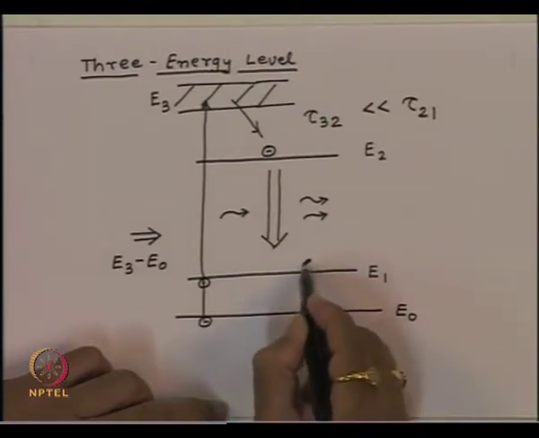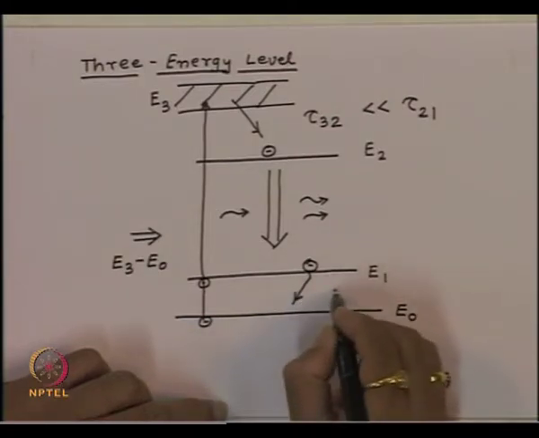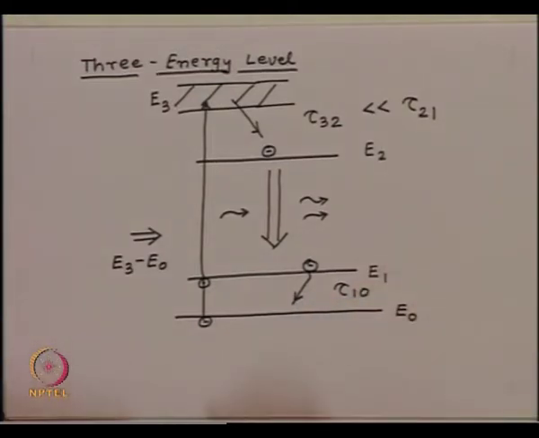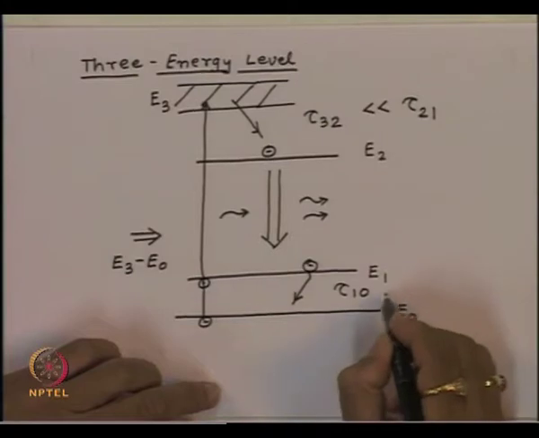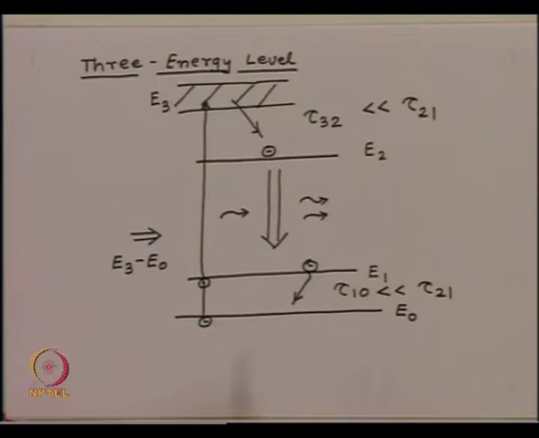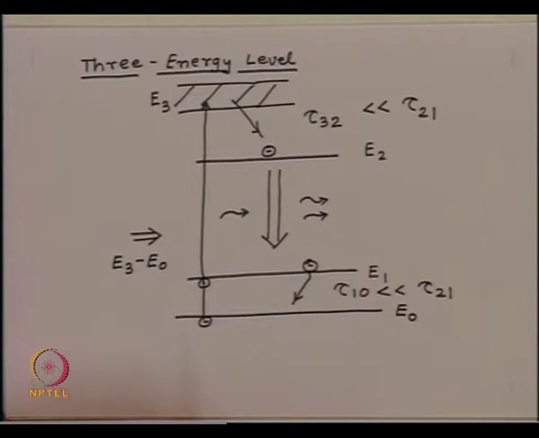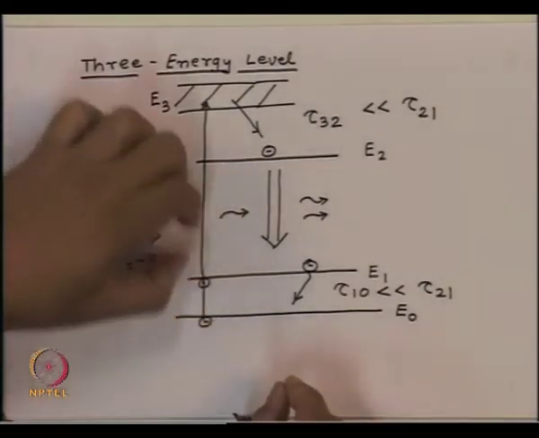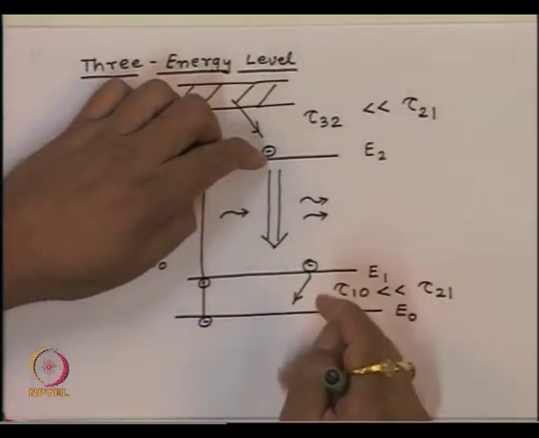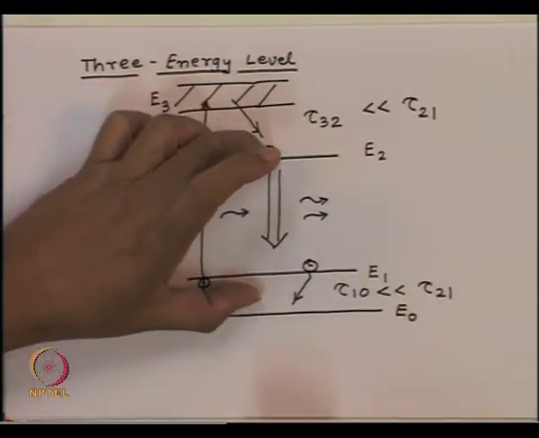So, the electron again will make a transition from here to this level by this time constant, which is tau 10, and tau 10 has to be much less again than tau 21. This has now created essentially a 4-level energy level system, where even a small number of electrons can be transported to this level, and if this level is cleared very quickly, even the small number of electrons can create population inversion between these two levels.